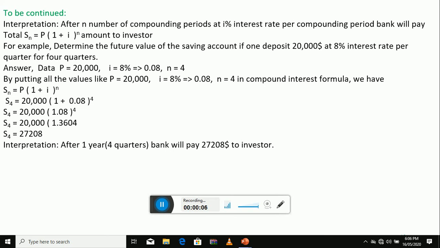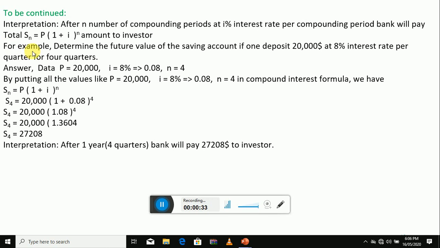In the previous lecture we discussed the concepts of compound interest, as well as we learned how to develop the future value formula for the compound amount. Today we developed this formula for the compound interest: Sn is equal to P into (1 plus i) whole raised to the power n.